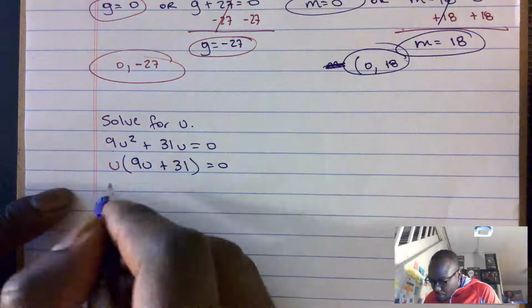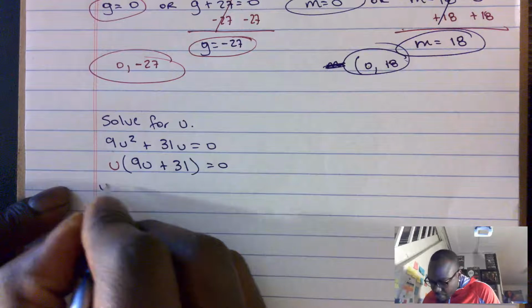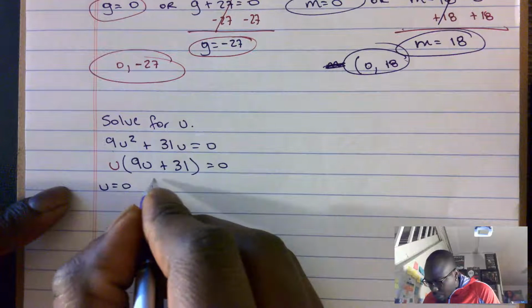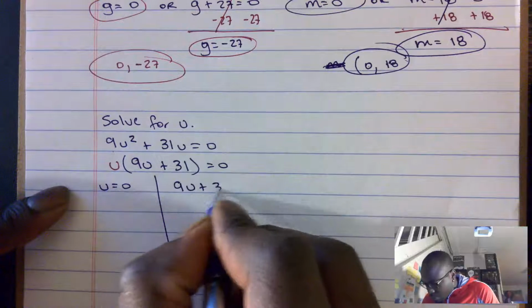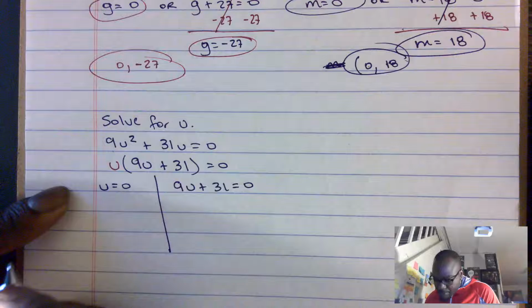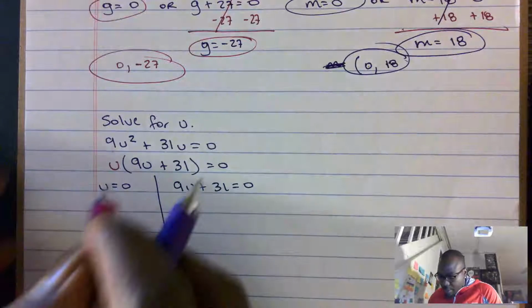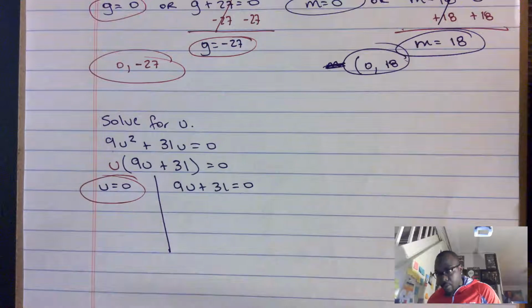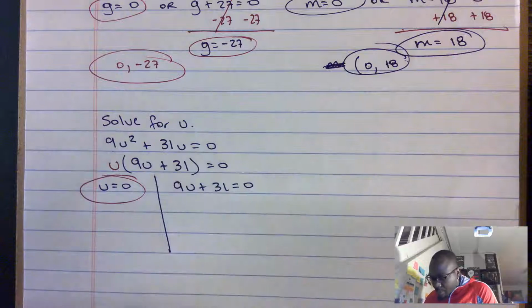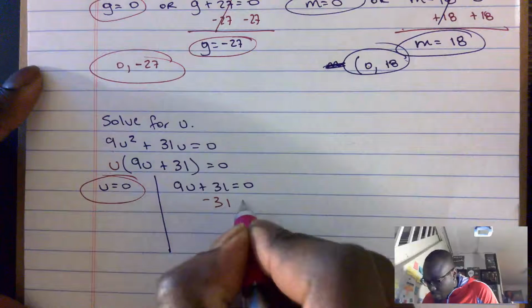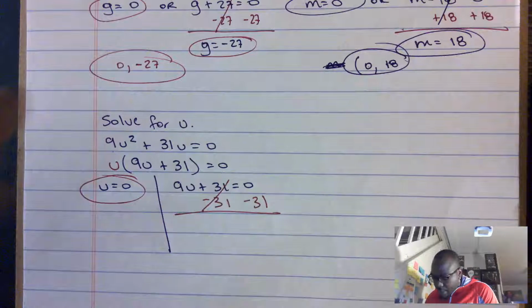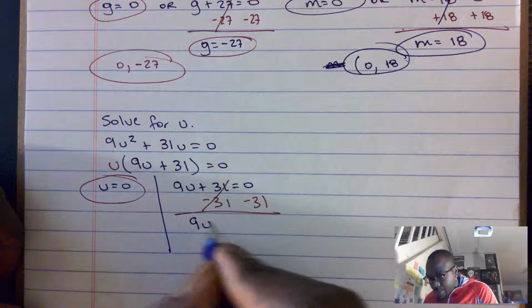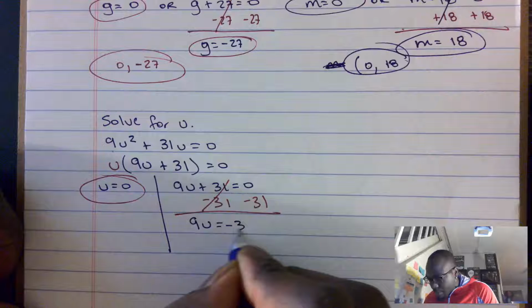So what happens? I have u equals 0, or I have 9u plus 31 equals 0. u equals 0, that's one of my answers. Now I'm going to subtract 31 on both sides. That cancels, so I have 9u equals negative 31.